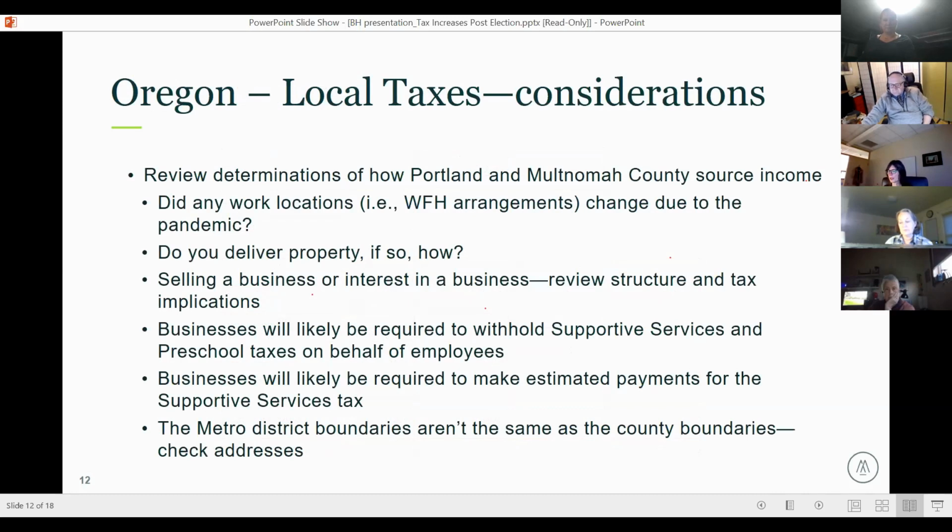Pardon me. Do we have questions to this point? Yeah, I just received one. So these taxes apply to sales as well as annual income, and someone's never moving back to PDX ever.